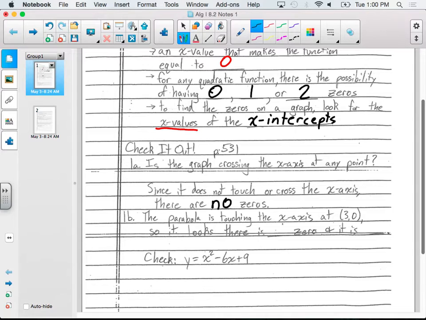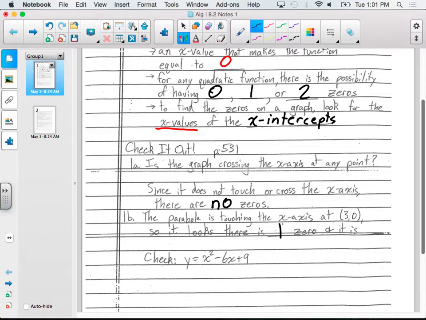Alright then, 1B. Someone tell me what the zero of that one would be. Or here's another question: is it touching or crossing the x-axis? Touching it. Touching it, so how many zeros would we have? 1, so there's 1 zero. And Carly, do you know what the value of the zero is?